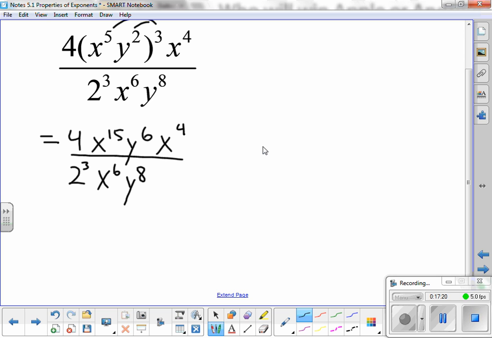Oh, gotta put the property that we used here. So this was the power of, because there were parentheses involved. Remember, that's going to start with the power of, and then there were products here. Power of products.